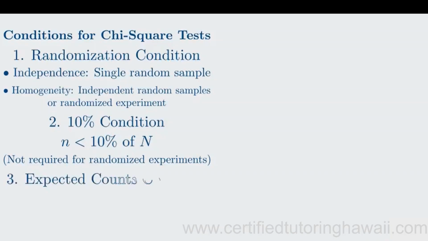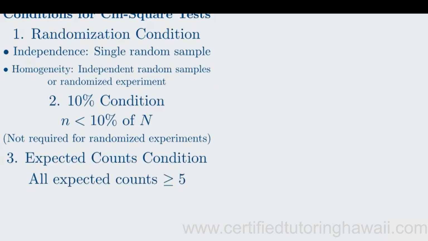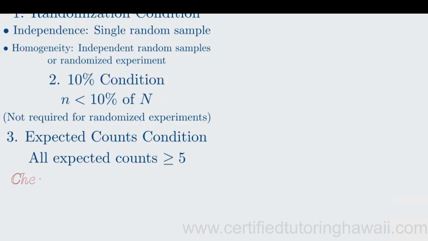The third condition is the expected counts condition. This is the most common place where students make mistakes. All expected counts must be greater than or equal to 5. Note that this refers to expected counts, not the observed counts you see in the table. You must calculate the expected values for every cell in your table and verify that every single one is at least 5. If some are too small, the chi-square distribution might not be a good model for our data.